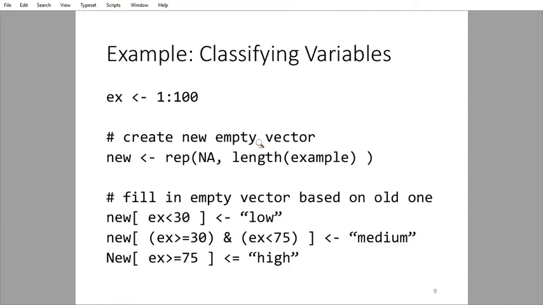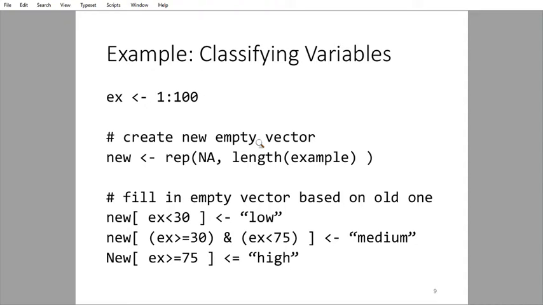So another example of overwriting things is classifying variables. This is a really basic data management thing. Let's say I've got an example variable that's numeric. Here it just goes from 1 to 100. How do I classify this into different categories? Let's say I want to make this into high, medium, and low.